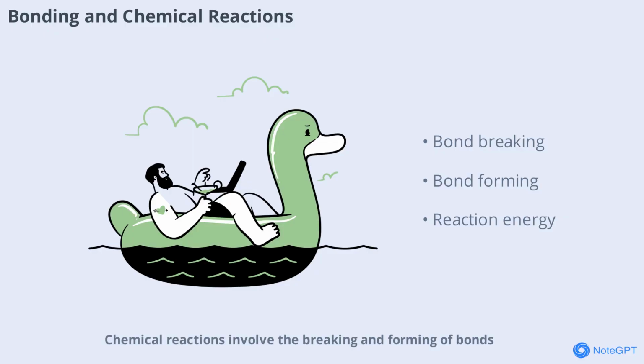Chemical reactions involve the breaking and forming of bonds. Reactants undergo changes in bonding to form new products. The energy changes associated with bond breaking and making are central to understanding reaction mechanisms and predicting outcomes. Mastering bonding concepts is key to mastering chemistry as a whole.